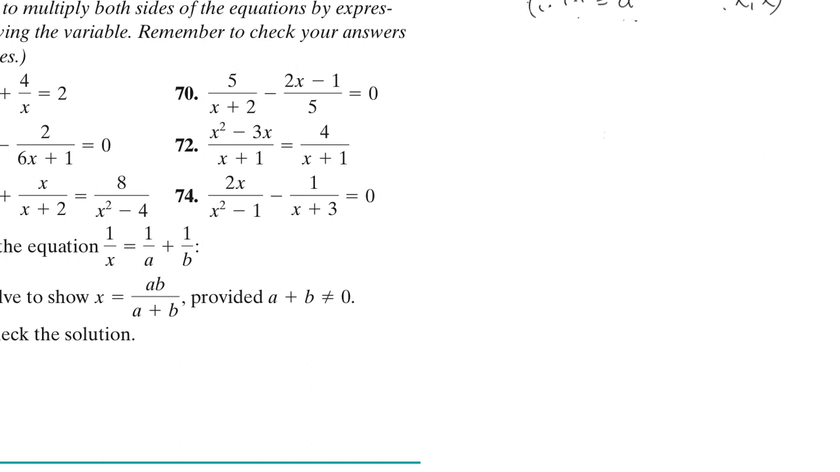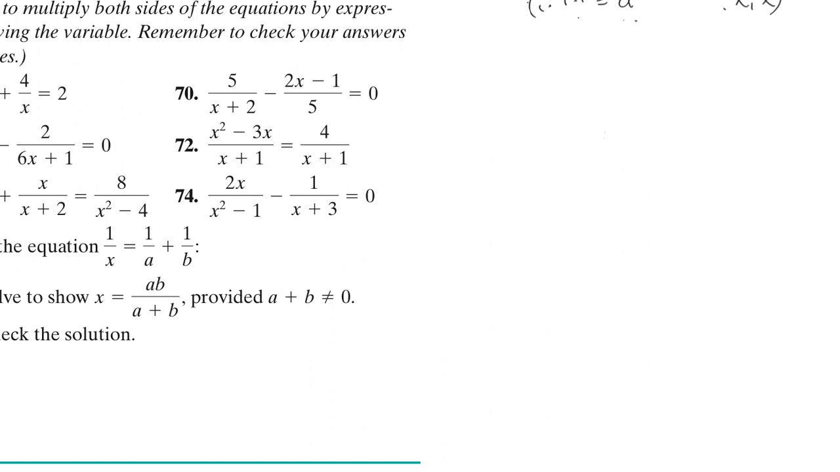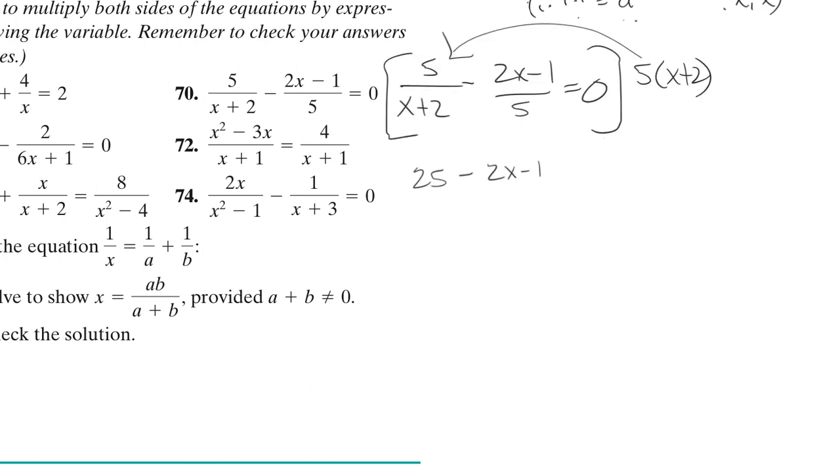So we have number 75: 5 over x plus 2 minus 2x minus 1 over 5 equals 0. So multiply everything by 5 times x plus 2. If I do that here, I just have 5 times 5, because the x plus 2's cancel, so that's 25. Minus, the 5's cancel, so it's 2x minus 1 times x plus 2. And then if I multiply that here, that's going to be 0.